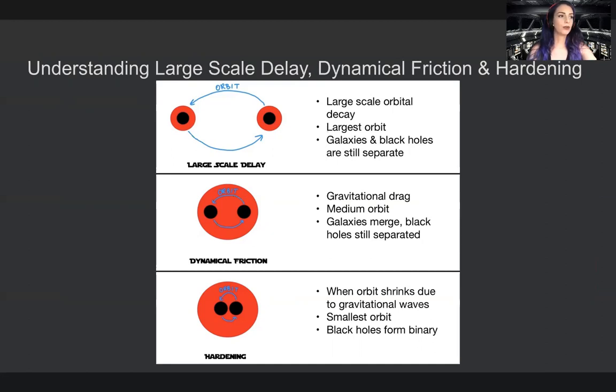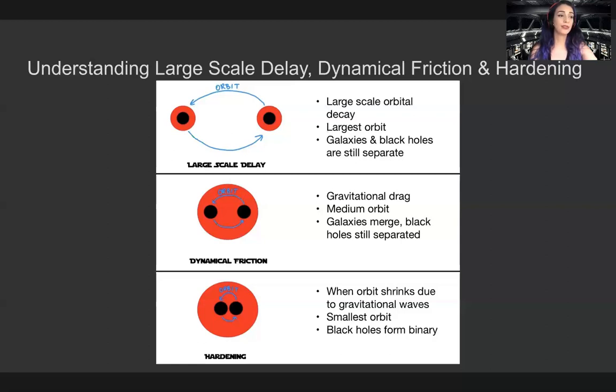Hardening is when this smaller orbit shrinks due to gravitational waves and occurs at the end of the in-spiral right before the merger. At this stage, the black holes form a binary and are very close together. Gravitational waves only release a lot of energy if the black holes are really close together. After this stage, coalescence occurs where black holes merge into one black hole.